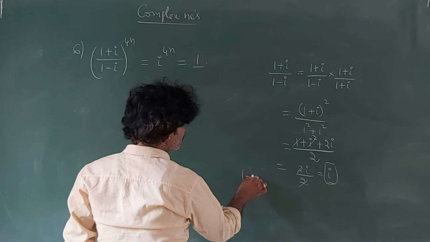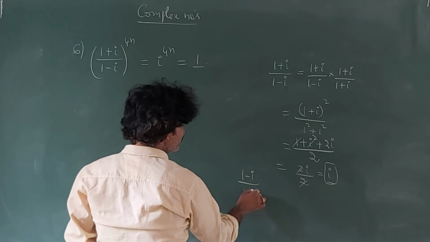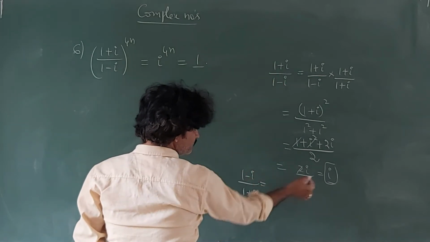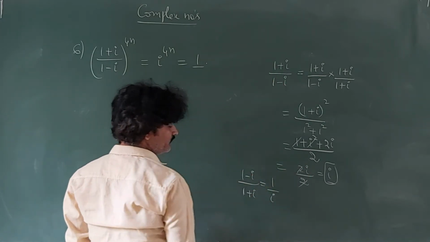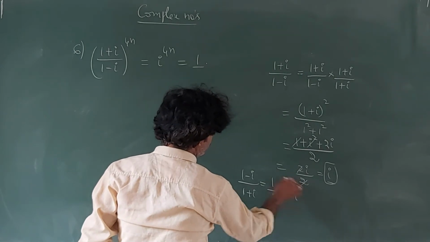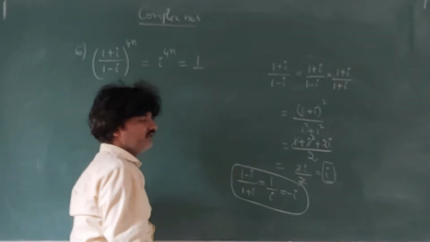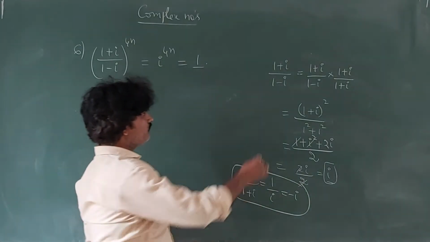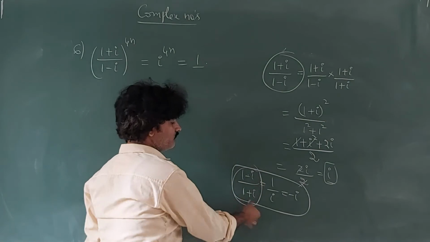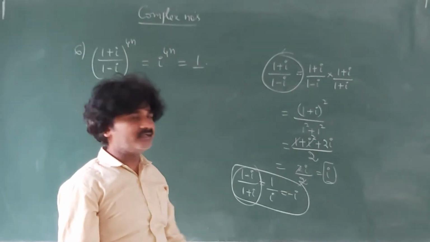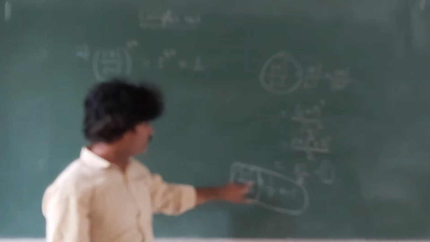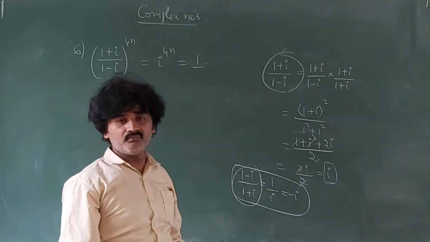Sometimes they may give the reverse also. 1 minus i by 1 plus i means the reciprocal of this. So the reciprocal of i is 1 by i, which I already wrote earlier on. What is the 1 by i value? Right, minus i. Okay. So generally these two will come across in problems. Don't forget: 1 plus i by 1 minus i is plus i, whereas 1 minus i by 1 plus i is minus i.